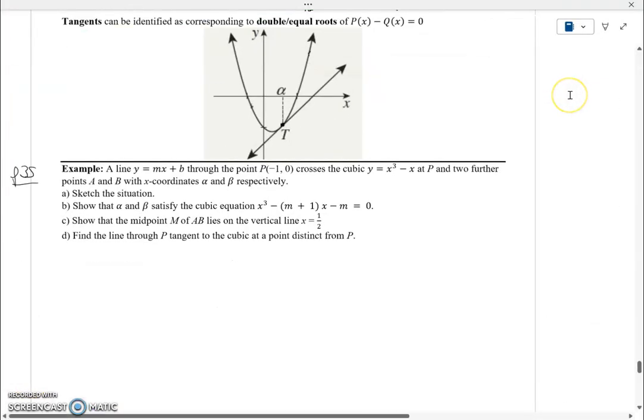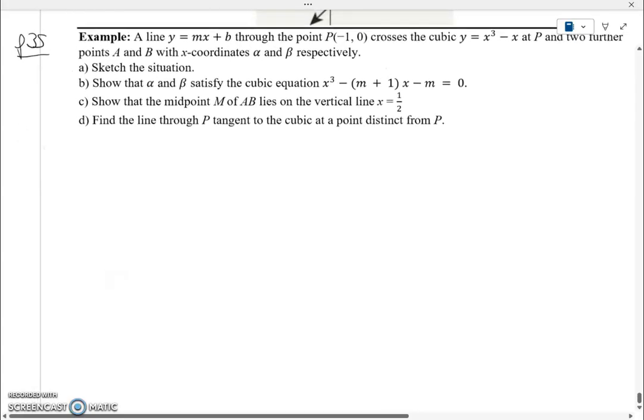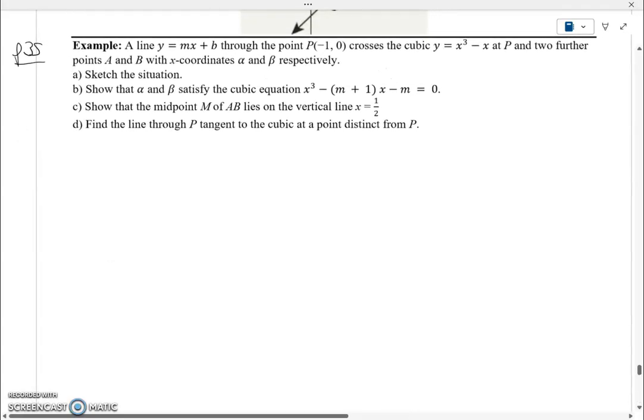Okay, we're on page 35 now. I'm just going to skip the little note at the top. We'll go straight into the example, and I'll talk about the note later. So let's go through this question. We've got a line y equals mx plus b. We're not told what m and b are, but we are told it goes through the point (-1, 0).